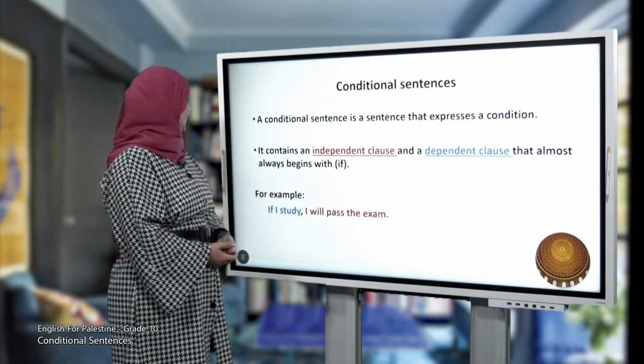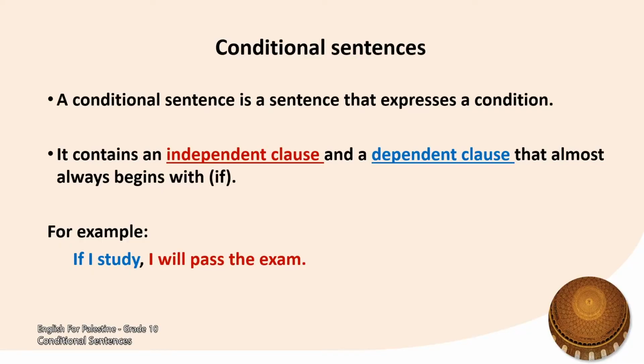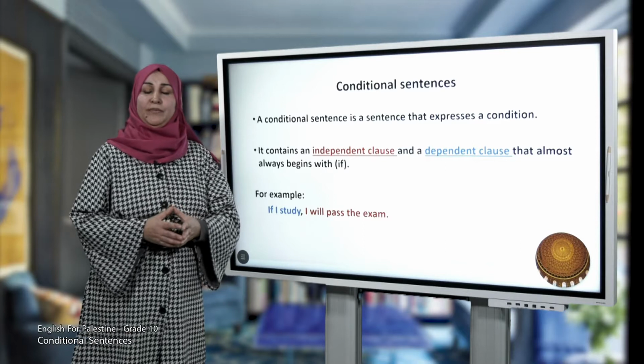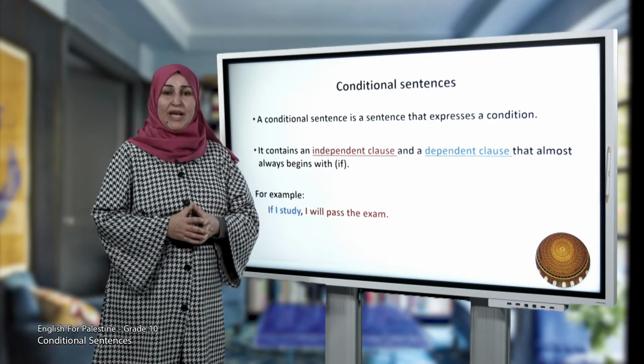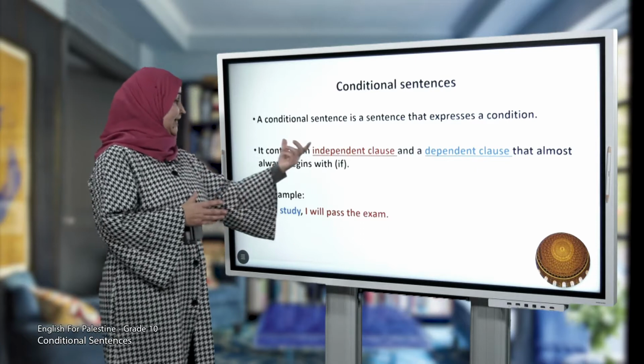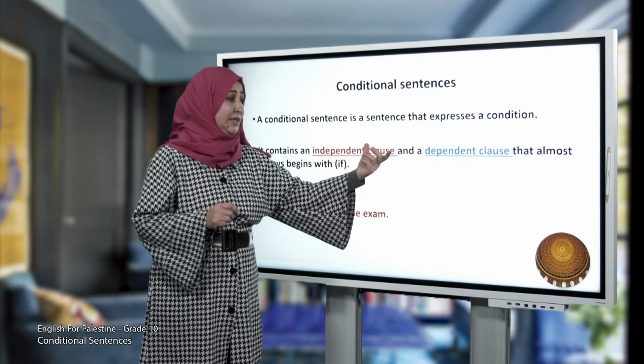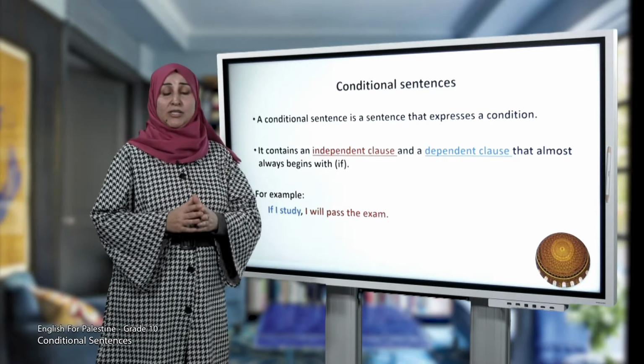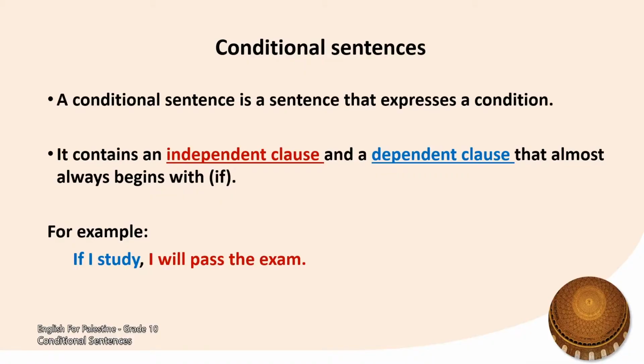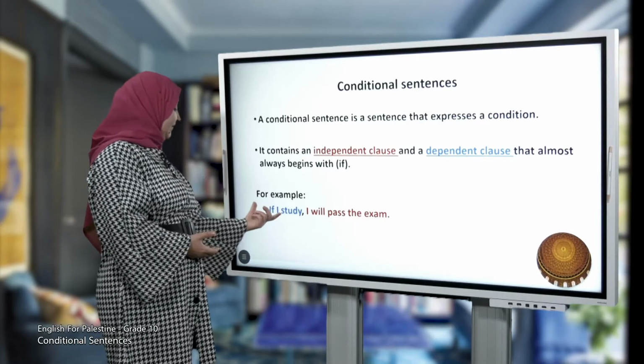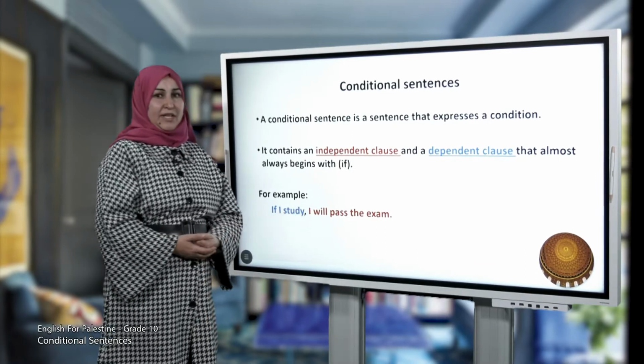Conditional sentences. A conditional sentence is a sentence that expresses a condition. It contains an independent clause and a dependent clause that almost always begins with if. So, when we form conditional sentences, we have 2 clauses. One is independent clause and the other is dependent clause. And the dependent clause contains if. For example, if I study, I will pass the exam. Here we have if clause and another clause.